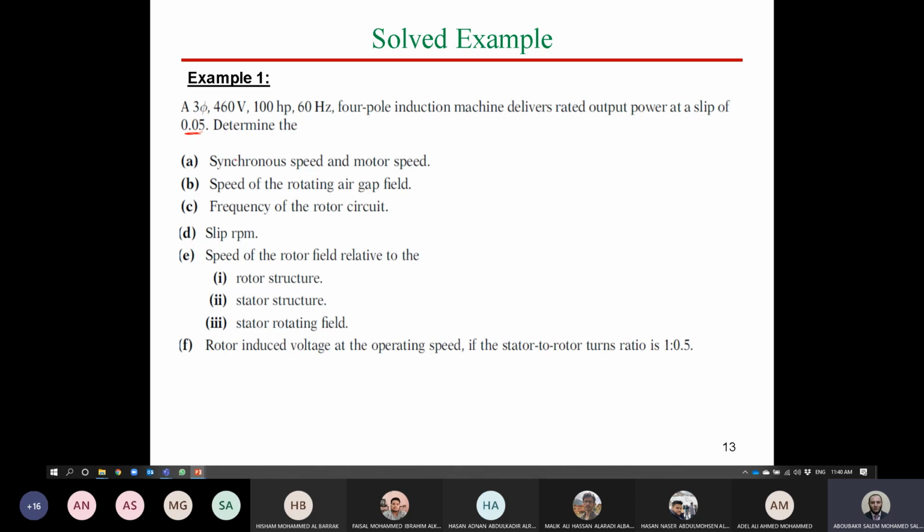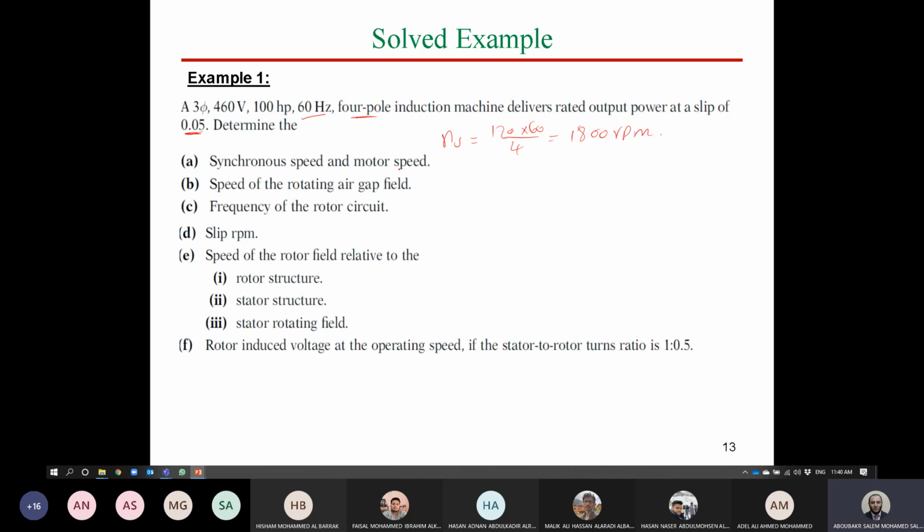Determine, guys, first thing, determine the synchronous speed and motor speed. Who can tell me what will be the synchronous speed now? NS equals what? 1800. 120 F over number of poles, right? We have 4 poles. We have 60 hertz. So 120 multiplied by 60 over number of poles, it will be 1800 RPM. Excellent.